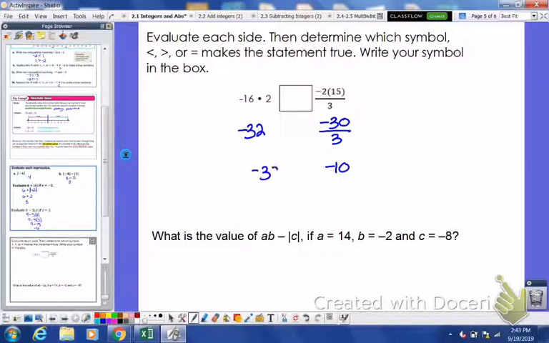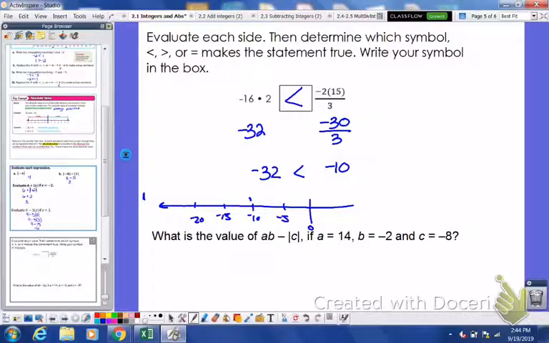So -32, how does that compare to -10? Well, if you think about our number line, if our 0 is here, I count by tens, -5, -10, -15, -20, etc. And you see our -10 is here. Continuing somewhere down here is our -32. So negative 32 is to the left of negative 10, so that is going to be less than. So final answer in the box, less than.